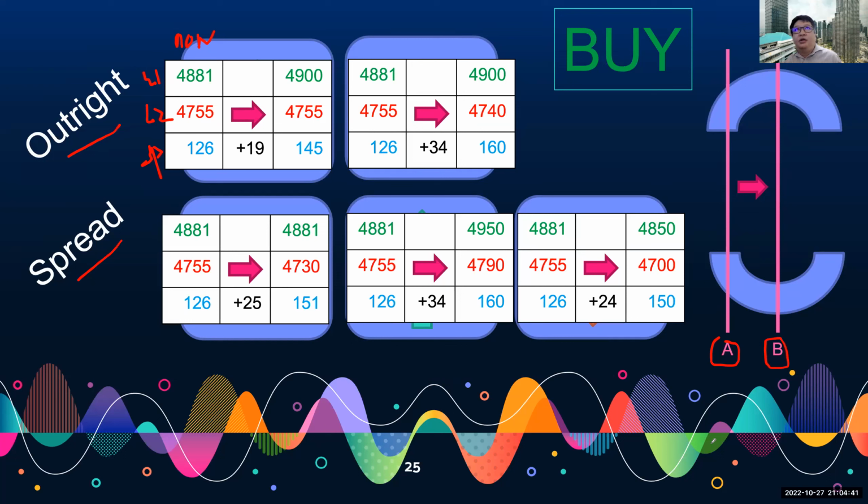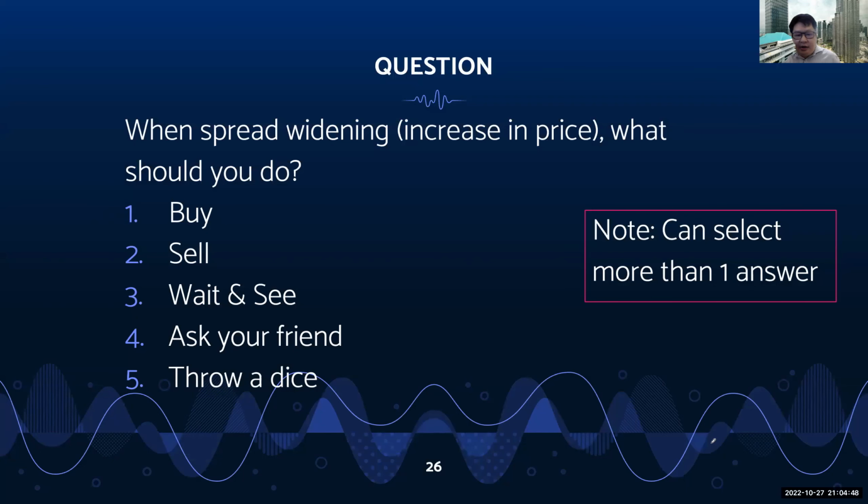So there is a difference between trading outright and the spread. Okay. Question, I need your participation. When the spread widens, meaning an increase in price, what should you do? Can you type into the chat box? Okay, let me see. One says buy. So obviously it's buy. I think most of you got the answer. Okay, good. Next.